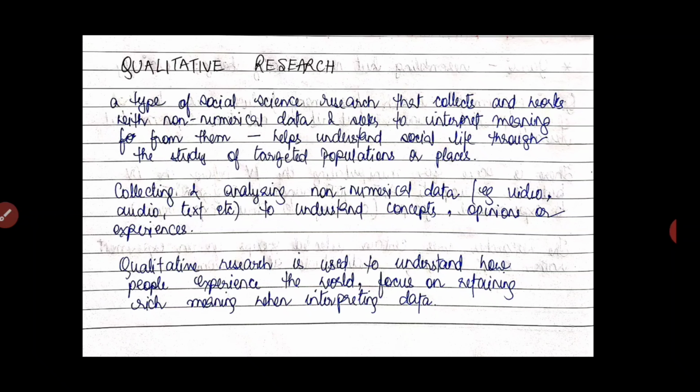Qualitative research. So if quantitative research focuses on quantity, then qualitative research obviously focuses on quality, okay? It is a type of social science research that collects and works with non-numerical data. So one very important thing to note here is qualitative research is carried out in the field of social science, okay? Whereas quantitative research is carried out in the fields of, say, science or maths. Areas that deal with numerical data, numerical facts.